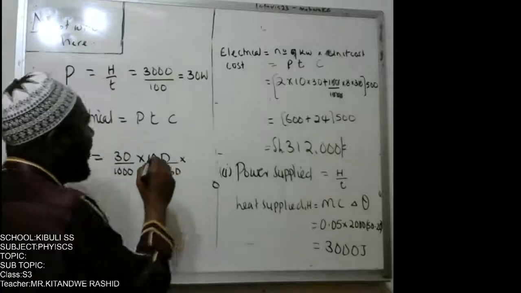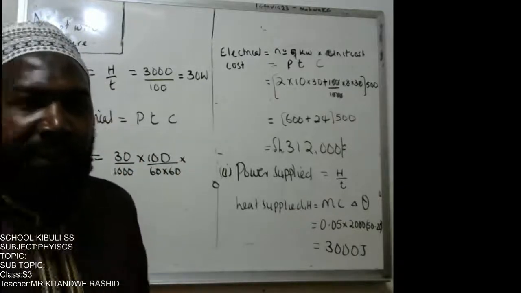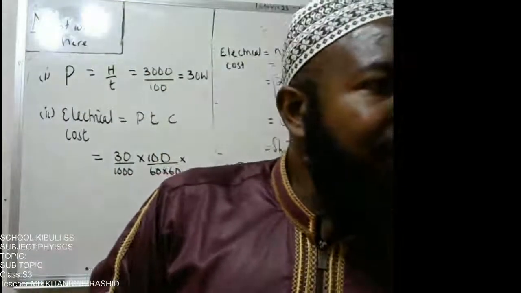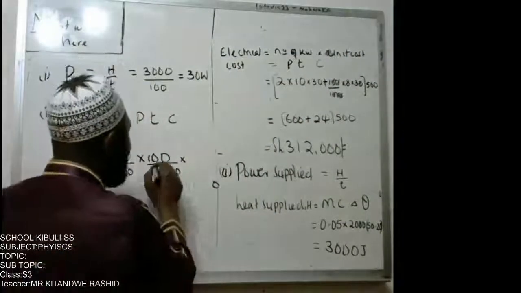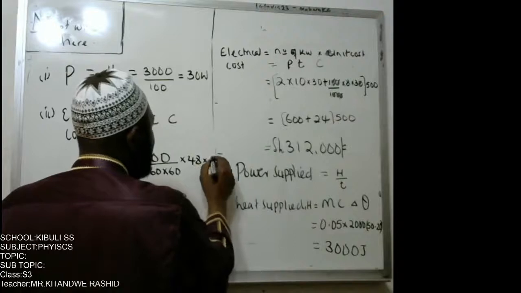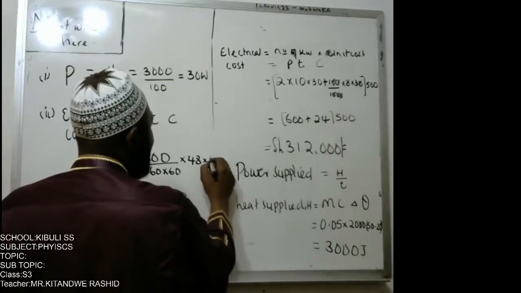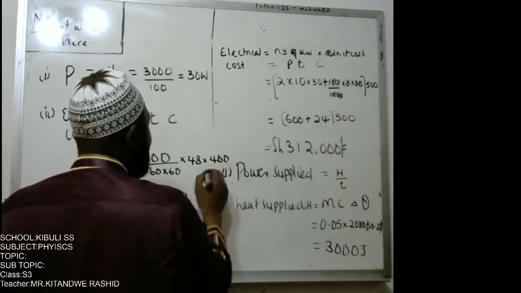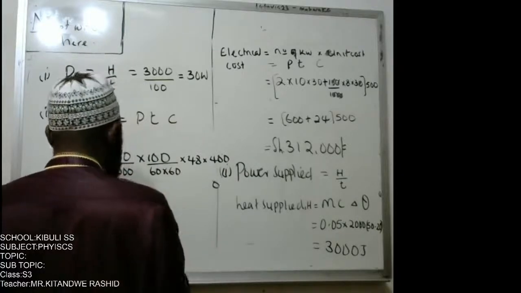Then, cost per each unit. How many hours for 48 days? This is 1 day, this is 48 now. Times the cost, which is 400. What is the final answer?